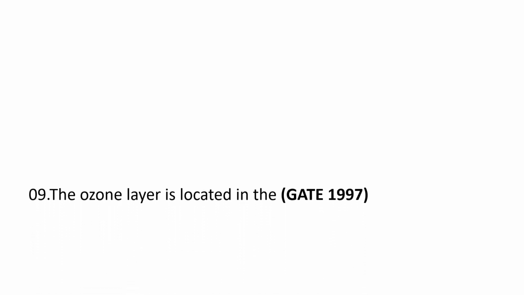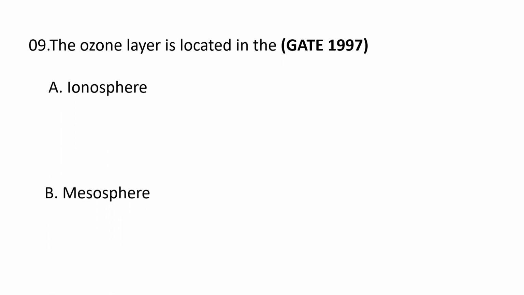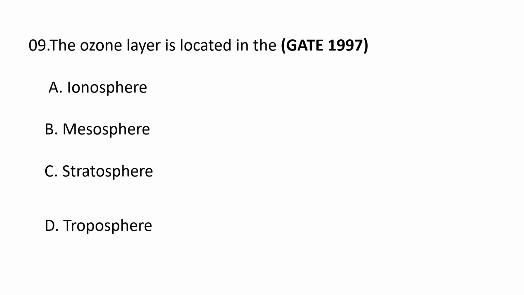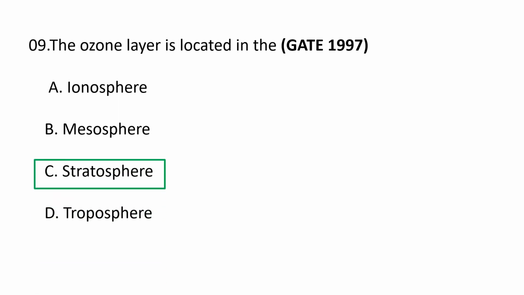Next question. The ozone layer is located in the, it's a very simple question. A. Ionosphere, B. Mesosphere, C. Stratosphere, D. Troposphere. So the ozone layer is located in the stratosphere, roughly between 15 kilometers and 30 kilometers above the Earth, and it shields us and other living things from the sun's harmful ultraviolet radiation. Ozone layer depletion could have serious effects on human health and the environment.